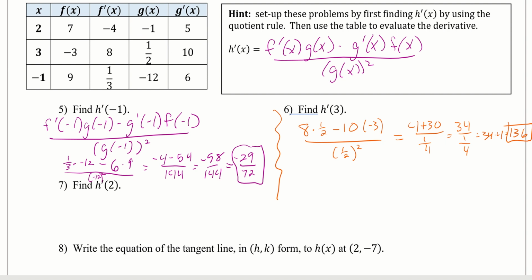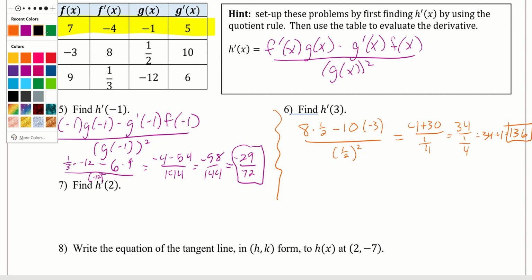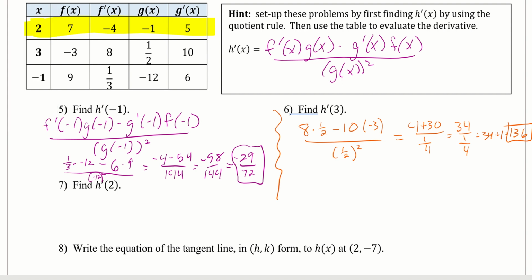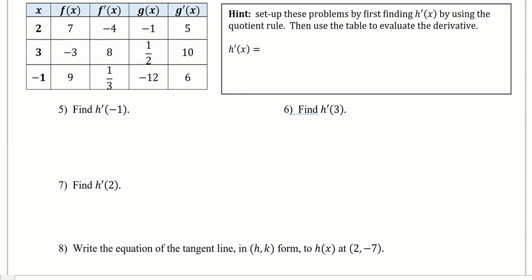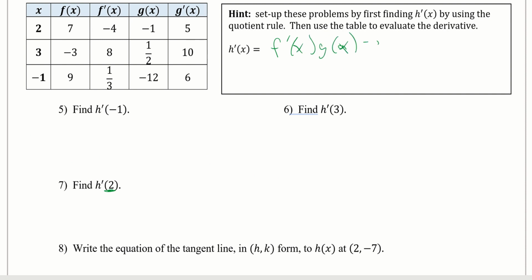Okay, so we're in this top column again, so everything's going to be with an x of 2, right? To start out, I'm just going to clear it so that I've got plenty of room. We're going to do everything with an x of 2. So we've got f prime of x, g of x, minus g prime of x, f of x, all over g of x squared.